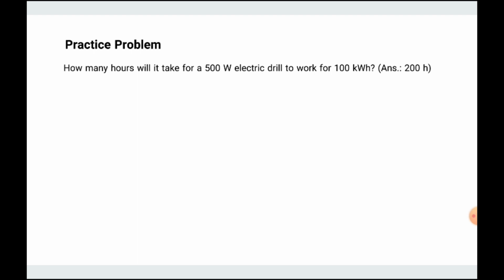So how do we get hours? They are asking for hours. If we have a watt and a kilowatt hour given. So let's first convert the kilowatt to watt. So if you want to convert 100 kilowatt to watts, will be 100,000 watts. The unit is in watts hour. Kilowatt hour to watts hour.